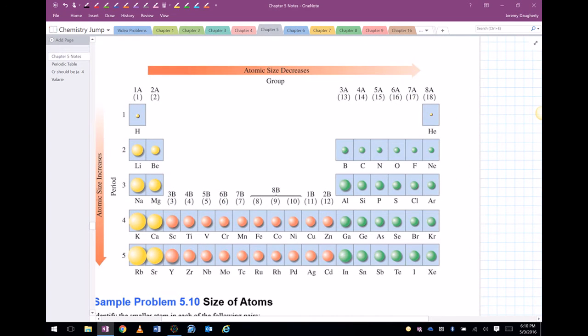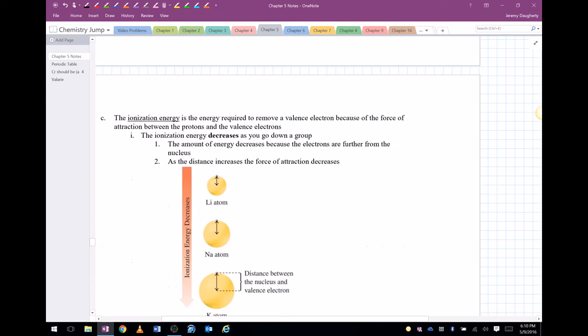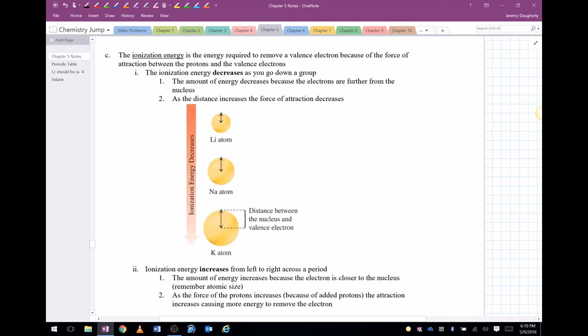Oh, here's a picture. So you can see left to right it gets smaller. Top to bottom gets bigger. But again, knowing the reason why is more important. Okay? Alright, let's talk about the next trend. This is ionization energy.